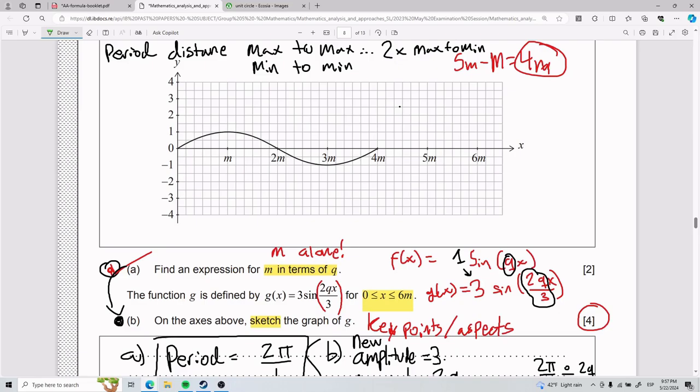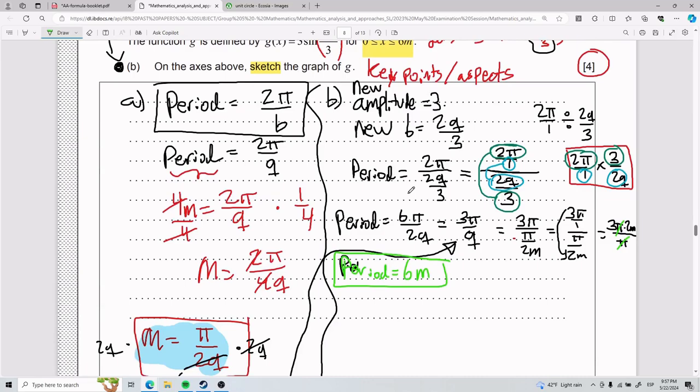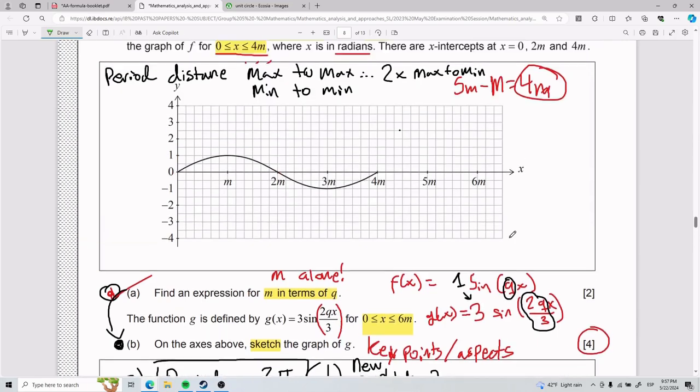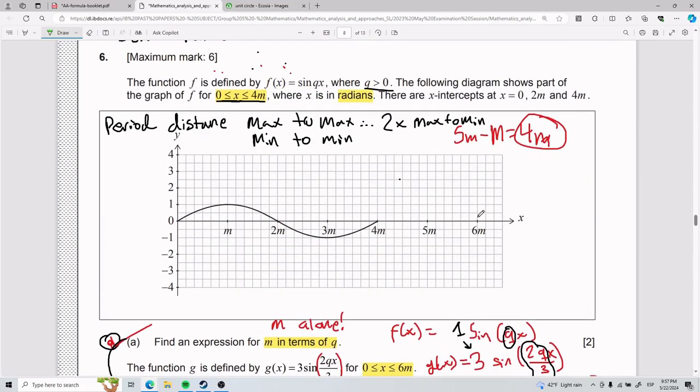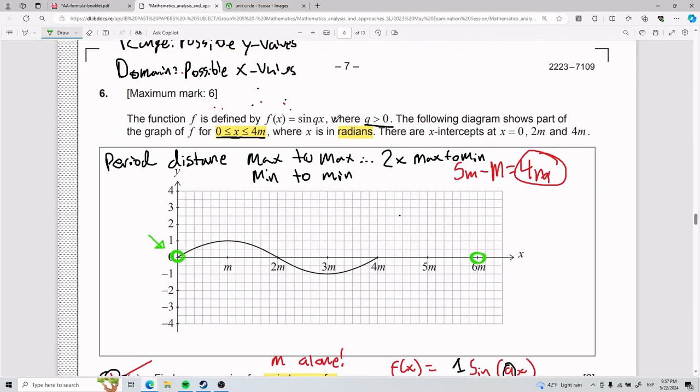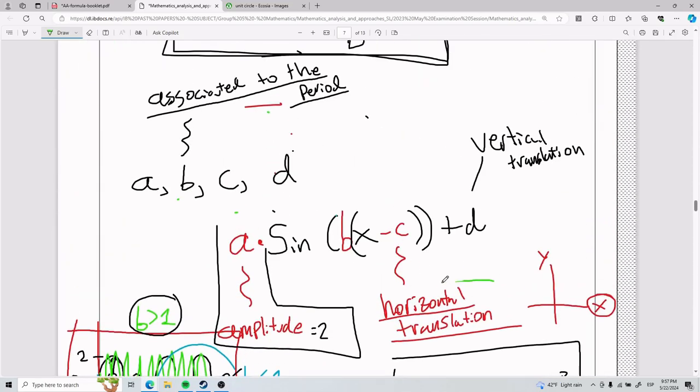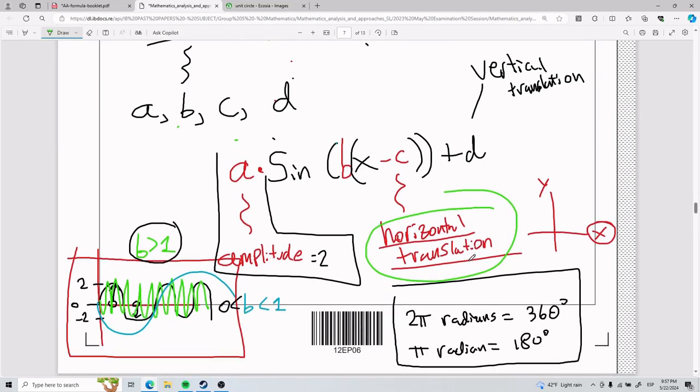And so from here, what you can say, technically, is that because your period is 6m, you need to have an x-intercept here. So if you have an x-intercept here, you also have one over there. Now, you know for a fact you have one over here, and this is important for the implication I'm doing. You know you have one over here because there wasn't any horizontal translation.